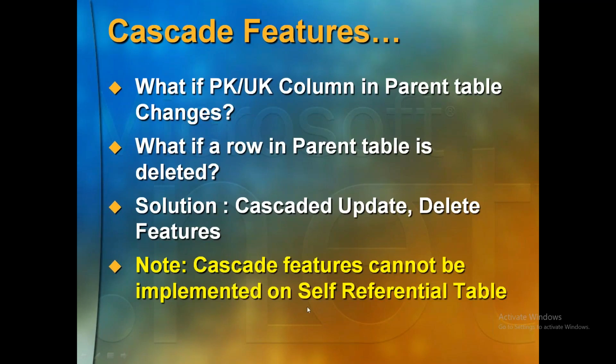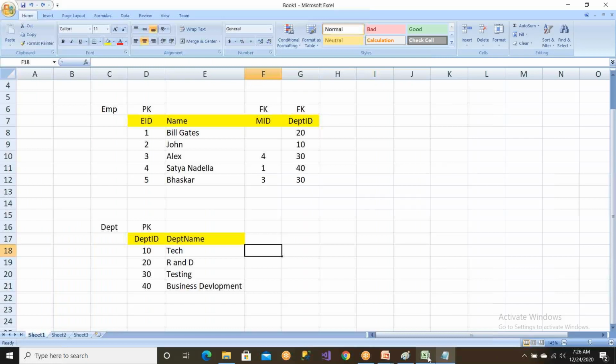Cascading features cannot be implemented on a self-referential table. Why? Because in the self-referential table, what happens? If you delete this record, four will get deleted. If you delete four, one will get deleted like that. So one is linked to one. If you delete something, one more record will get deleted. So maximum table will get deleted. So cascading features cannot be used on the self-referential tables. Always it is off in the self-referential tables. That is the interview question.